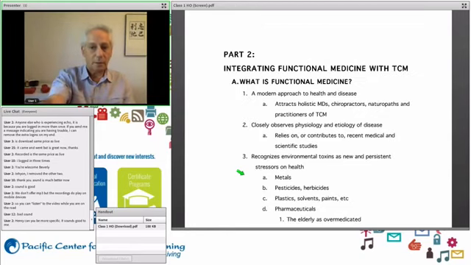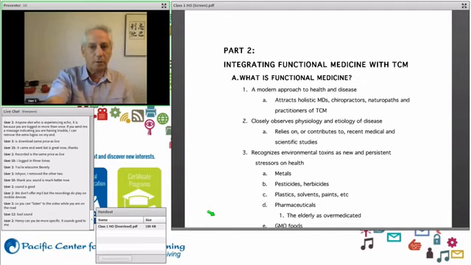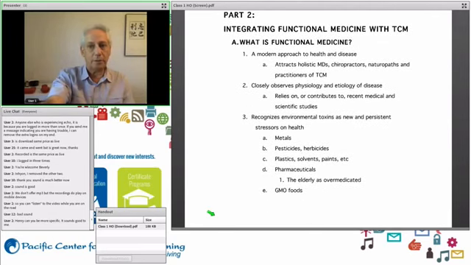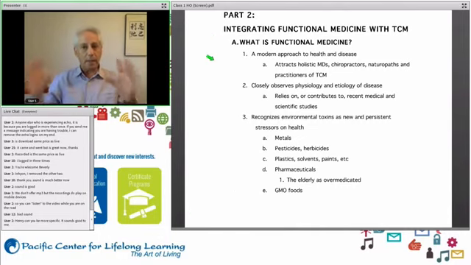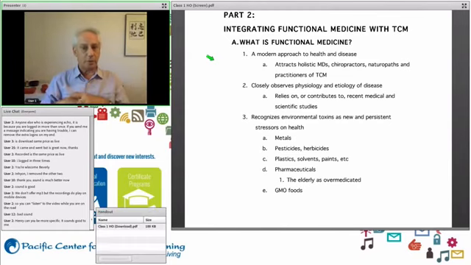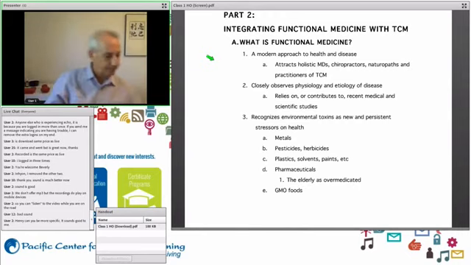All right. So this part is called Integrating Functional Medicine with TCM. What is functional medicine? Okay. It's a modern approach to health and disease that attracts holistic MDs, chiropractors, naturopaths, and practitioners of TCM. It also attracts nutritionists. It also attracts nurses, especially nurse practitioners. Nurse practitioners are getting very big in this field.